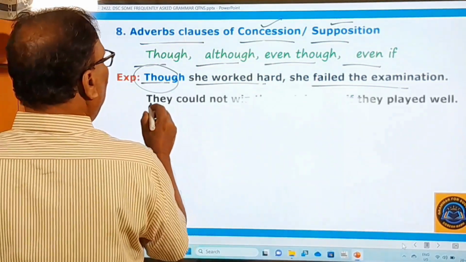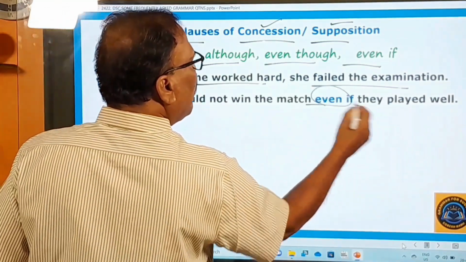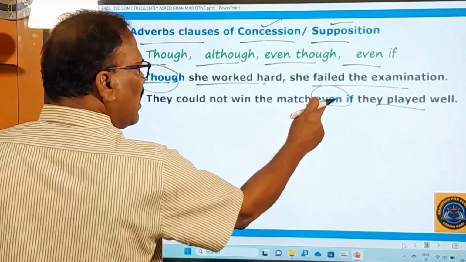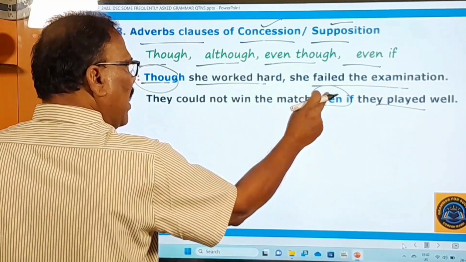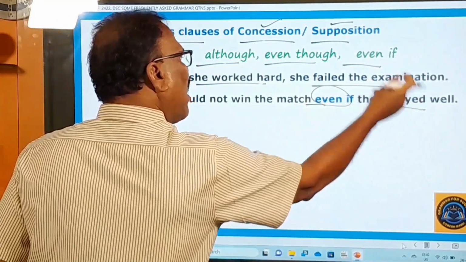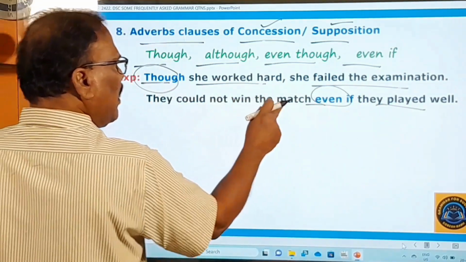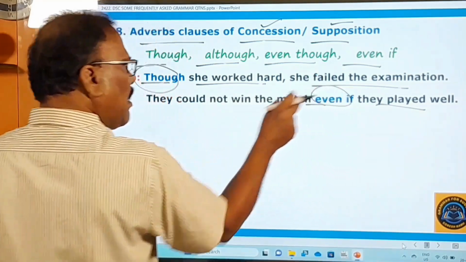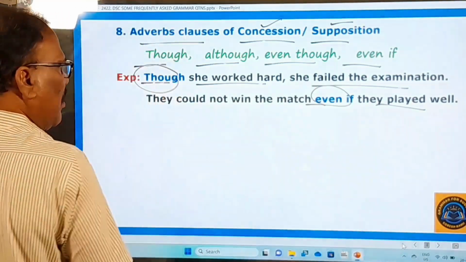And here, they could not win the match even if they played well. So in this sentence, even if is used. Okay, even if they played well, they could not win the match. So here this even if is a subordinating conjunction. Though is a subordinating conjunction.